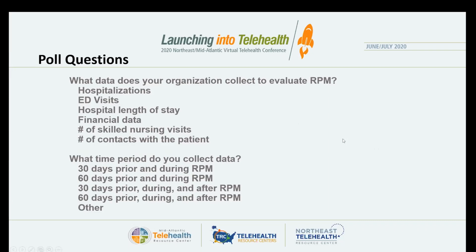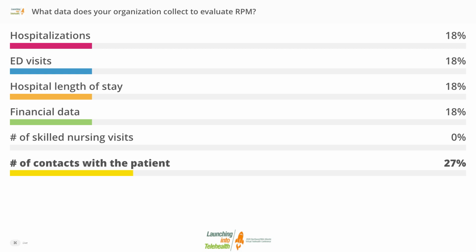So, poll questions. What data does your organization collect to evaluate remote patient monitoring? Is it hospitalizations, ED visits, hospital length of stay, financial data, number of skilled nursing visits, number of contacts with the patient? The responses were 18% each for hospitalizations, ED visits, hospital length of stay, financial data, and 27% said number of contacts with patients, and nobody said number of skilled nursing visits. Right, because there were no home health agencies.